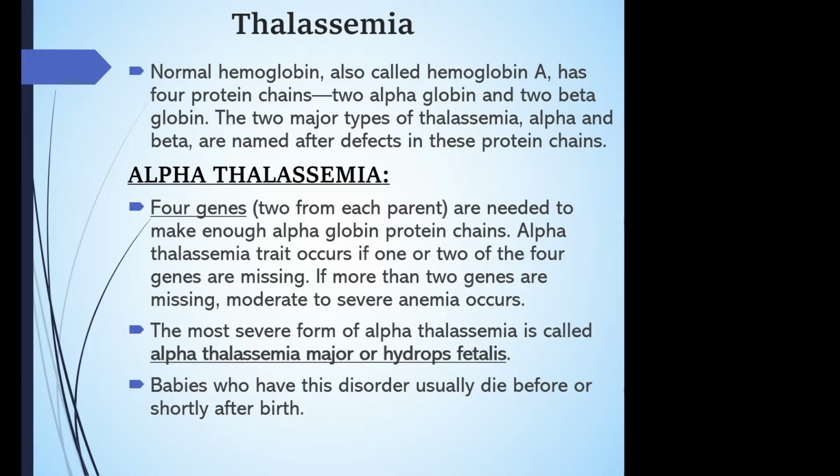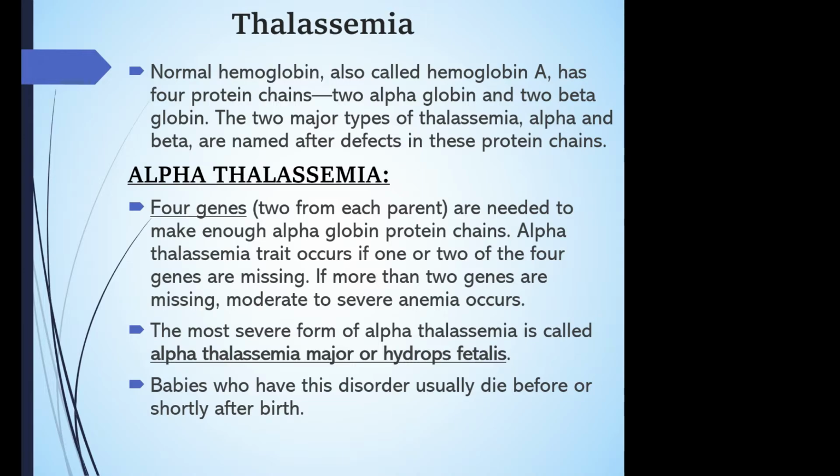Normal hemoglobin, also called hemoglobin A, has 4 protein chains, 2 alpha globin and 2 beta globin. The two major types of thalassemia, alpha and beta, are named after defects in these protein chains.